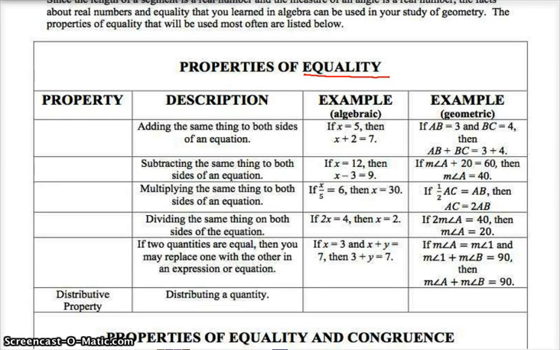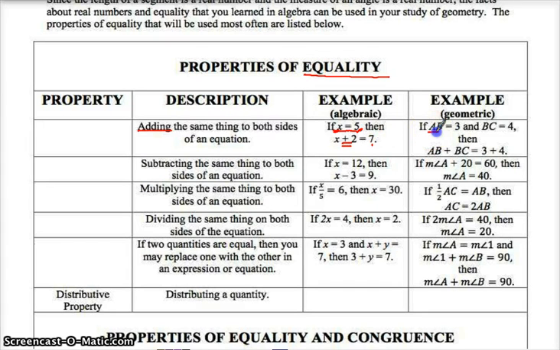We're trying to come up with a property name. The description is adding the same thing to both sides of an equation. If we start with x equals 5, that would be what is given. Then we would add 2 to both sides. Well, we added 2 to x. If we add 2, do we get 7? Yes, so we kept that statement true. We just added the same thing to both sides.